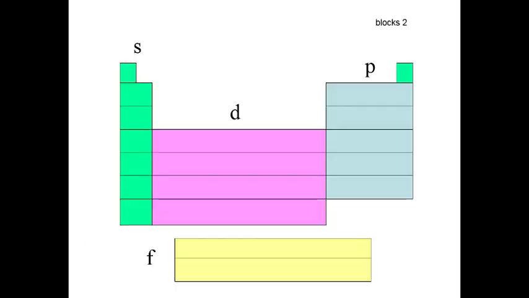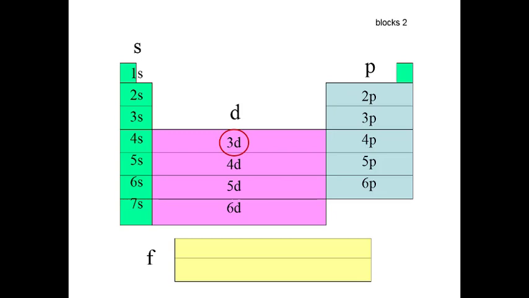Within the s block, we can identify the highest occupied orbital by the period. Elements in the second period are in 2s, elements in the 5th period are 5s, and so on. Same within the p block. We've seen that the elements in the second period are 2p, elements in the 4th period are 4p, and so on. The top row in the d block has 3d as their highest occupied orbital.